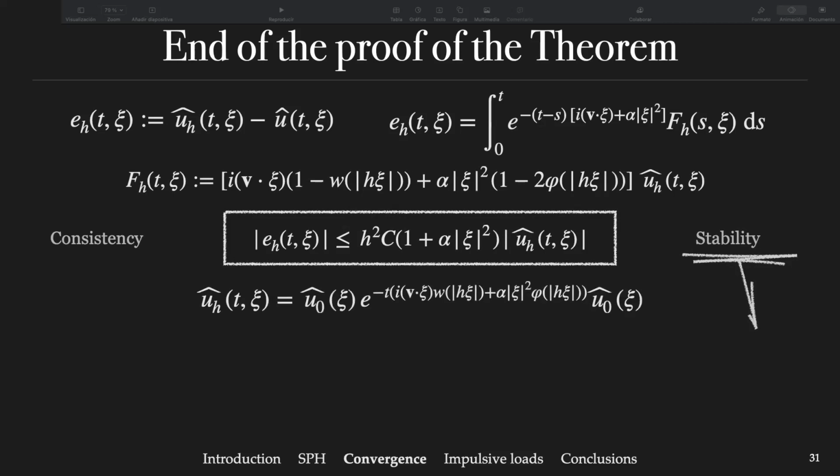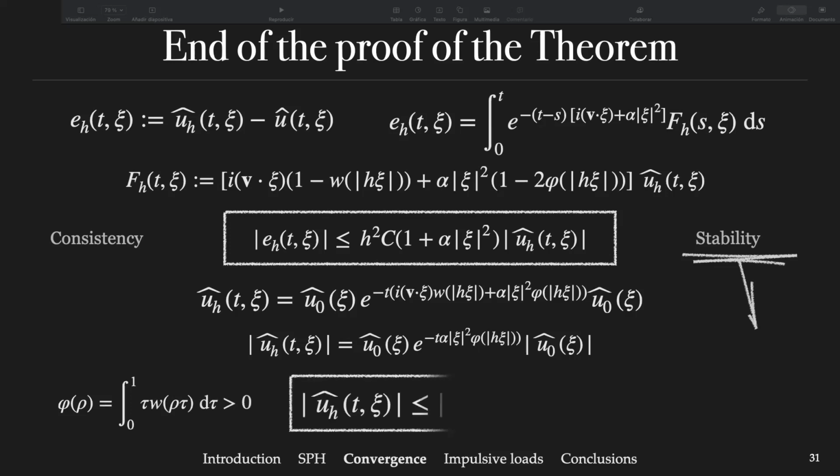So the SPH solution is given by this expression that I have already shown. We can express the modulus of this function in this way, and note that the exponential term is smaller than 1 whenever the phi function is positive. So this is precisely the positivity condition, which is actually a stability condition, and that allows us to establish a bound for the modulus of u_h, and therefore, introducing this here, establish a bound for the error.